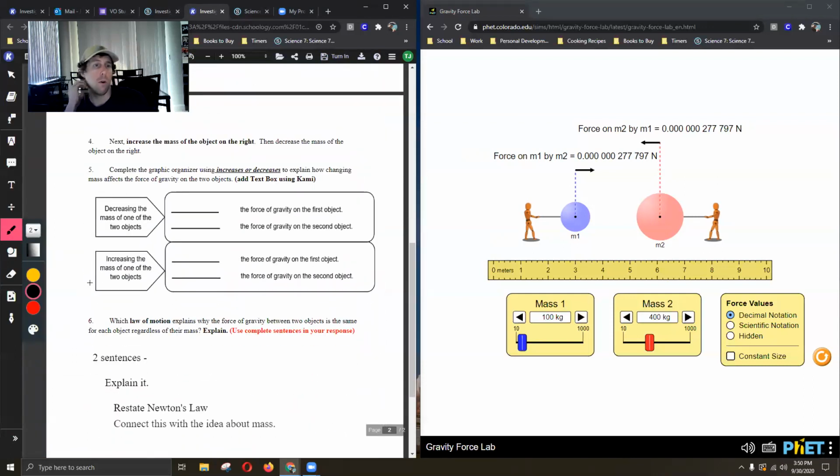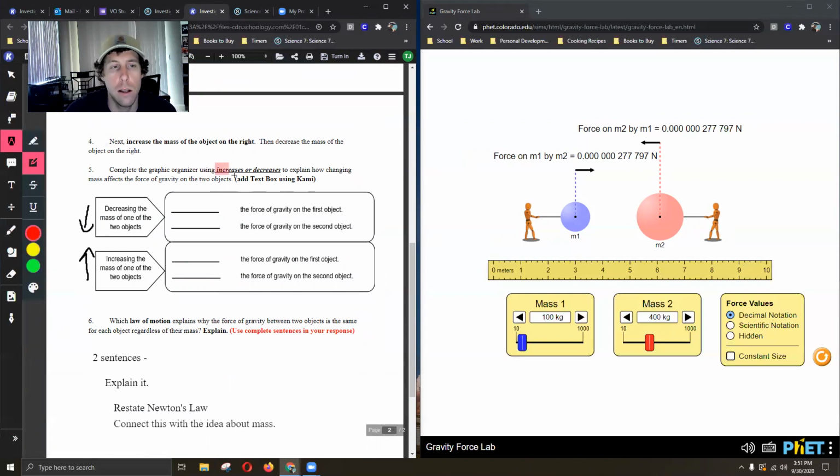On question 4, you're going to increase the mass of the object on the right and then decrease its mass. So you're going to decrease the mass, then increase the mass. You're going to tell me what happens to the force of gravity again. Is it an increase or a decrease?